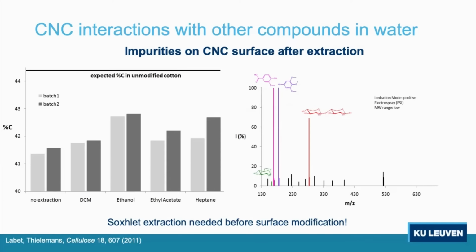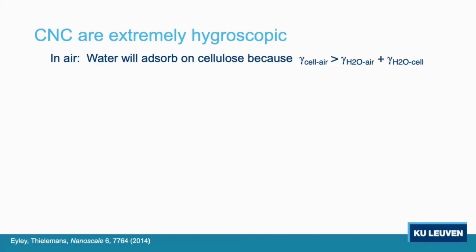Well, we also know that cellulose is hygroscopic. It's a high energy surface. And if you do the calculation, the surface energy of cellulose with air is higher than the surface energy of water with air plus the surface energy of water with the cellulose, the interfacial energy. So that means that if water absorbs on the cellulose surface, the total system will have a lower energy than the cellulose in a dry state.